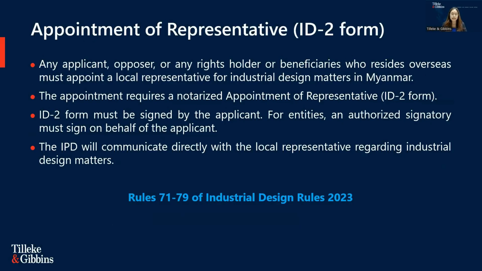As I mentioned earlier, here is more detail about the ID2 form, which is the appointment of representative. It is a statutory requirement for the applicant, opposer, or any rights holder or beneficiary who resides in another country. The local representative can be appointed with the ID2 form. If the applicant is a person, it can be signed by himself. If the applicant is a company or legal entity, it should be signed by the authorized person of such company. Another thing is that the Intellectual Property Department will contact the local representative directly in case a local representative is appointed.